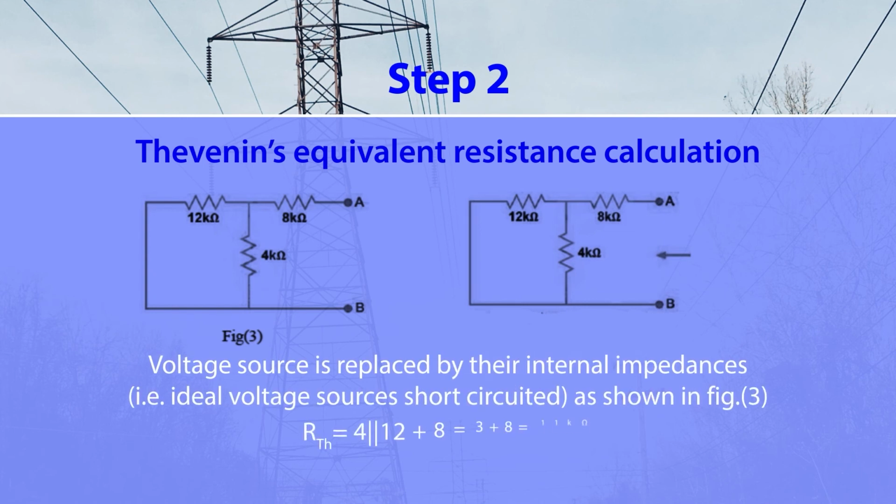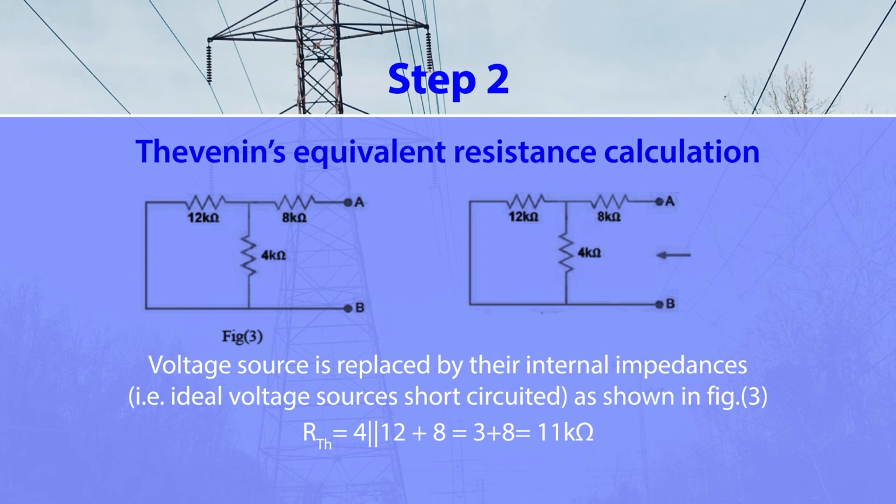In this step we have to find the Thevenin equivalent resistance. How do we calculate it? The Thevenin equivalent resistance is the equivalent resistance looking from two terminals into a network while all independent energy sources are replaced by their internal resistance. In this particular circuit there is only one ideal voltage source, so it can be replaced by a short circuit. In figure 3, you have to look from terminals A and B. The 12 kilo ohm and 4 kilo ohm resistances are in parallel, and the equivalent of these is in series with the 8 kilo ohm.